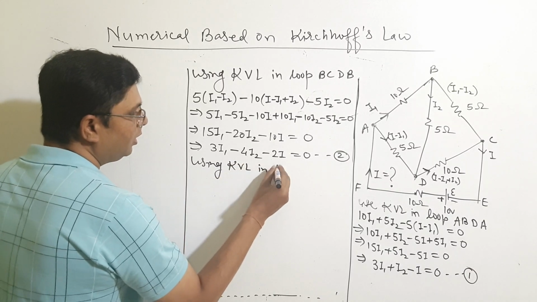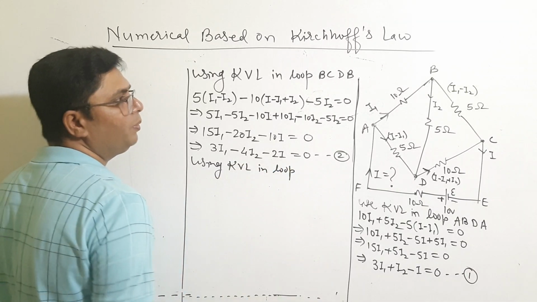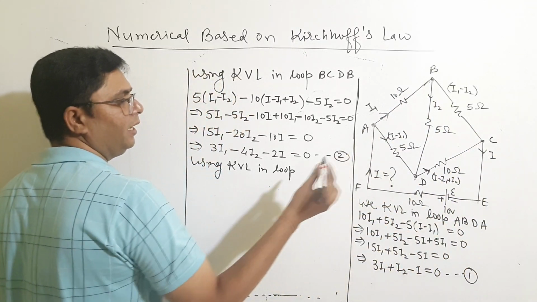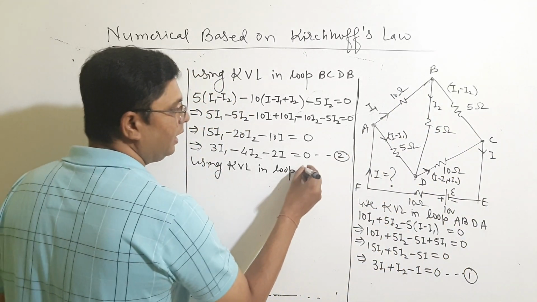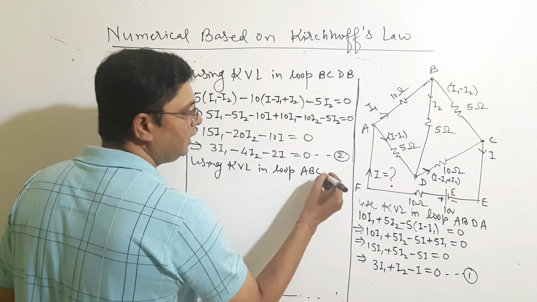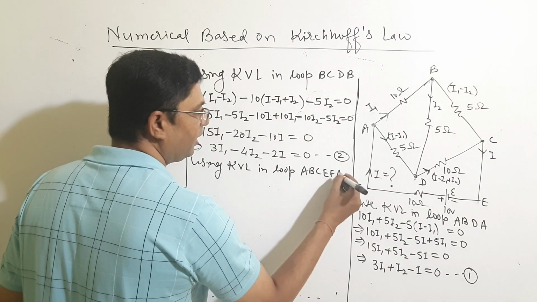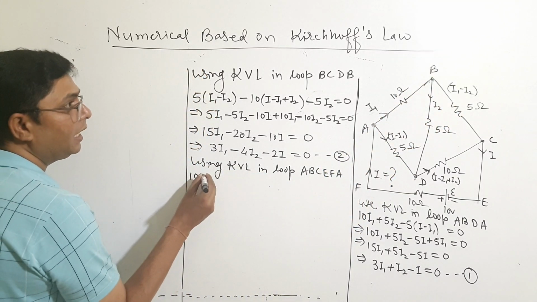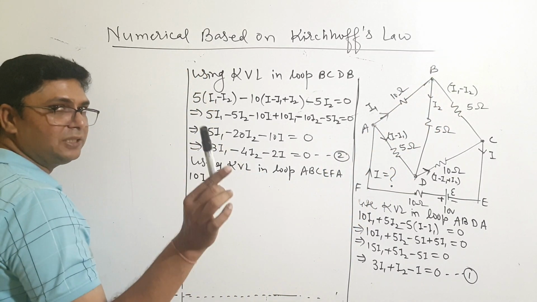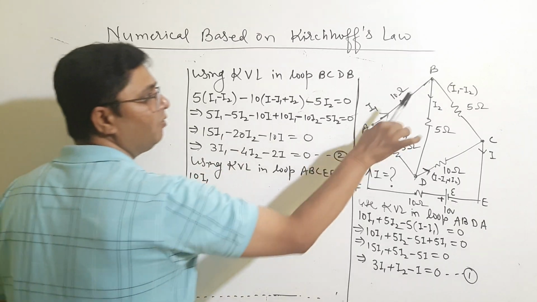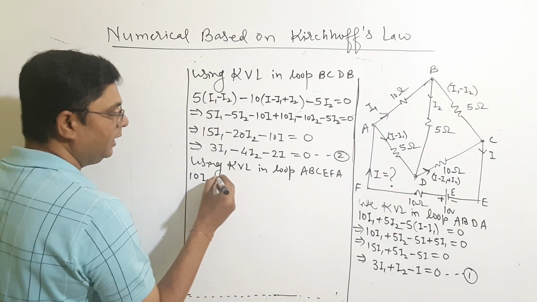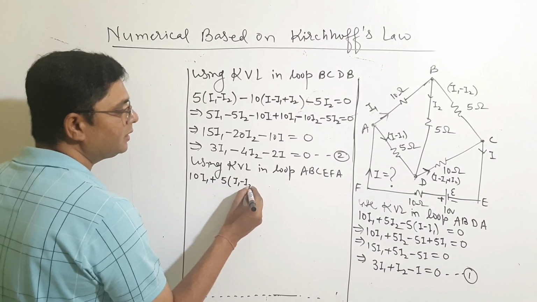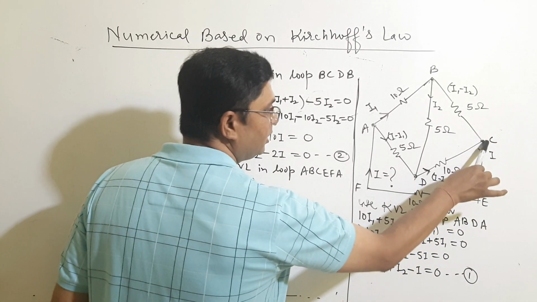Now using KVL in the loop, the loop is A, B, C, E, F, A. When you move from A to B, you have 10i1 because your direction and direction of current is same. When you move from B to C, it is plus 5(i1 minus i2). When we move from C to E, nothing.